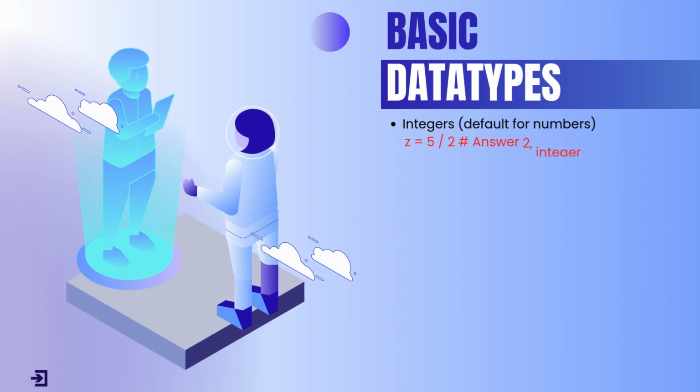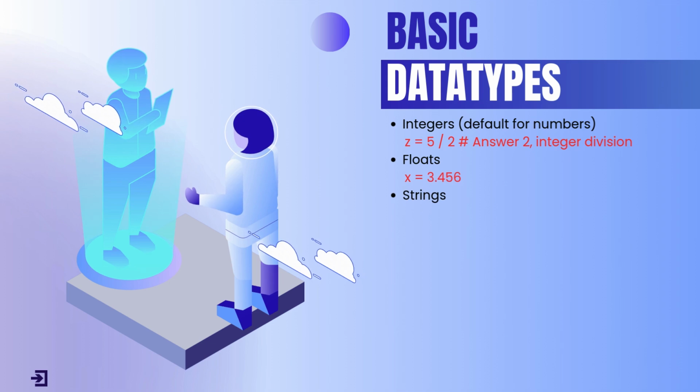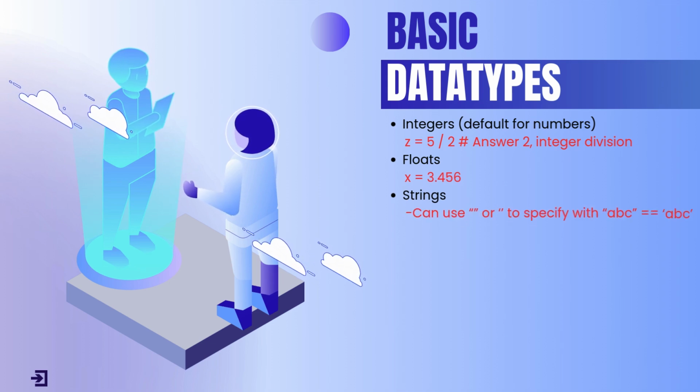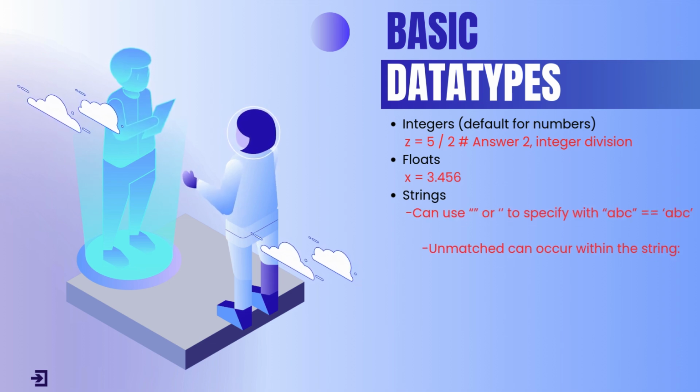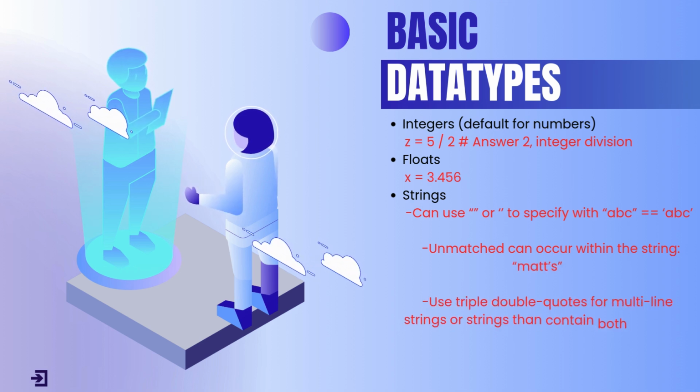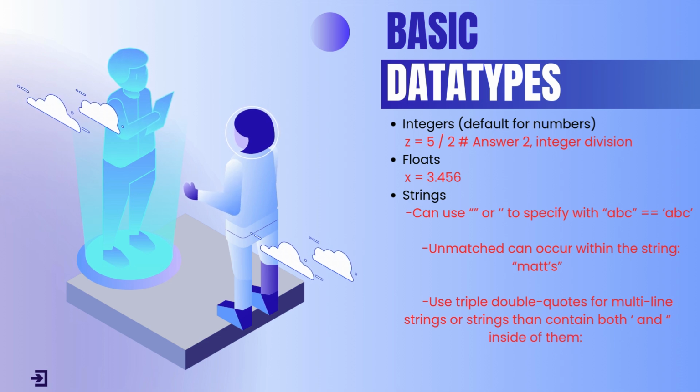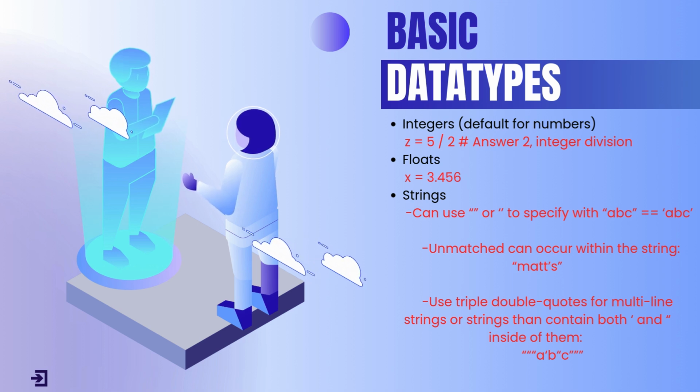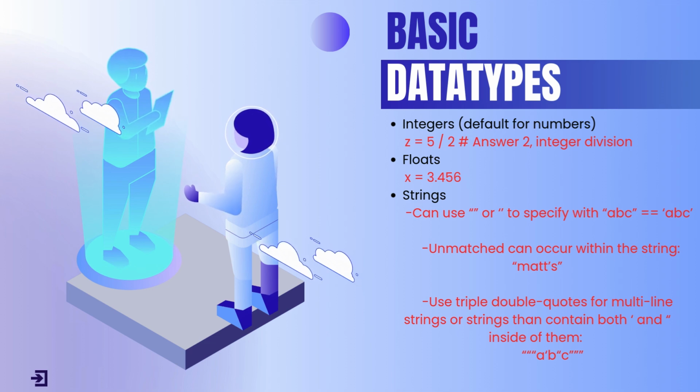Python uses several built-in data types. The most common ones include integers, floats, and strings. You can assign variables without explicitly declaring their type, as Python automatically infers the data type from the value. Here is example code showing integer division, float assignments, and string concatenation. The default type for numbers is integers, which are whole numbers. For example, performing integer division such as z = 5 / 2 results in an answer of 2, as Python performs integer division.